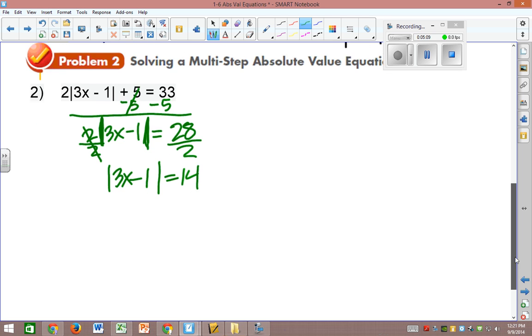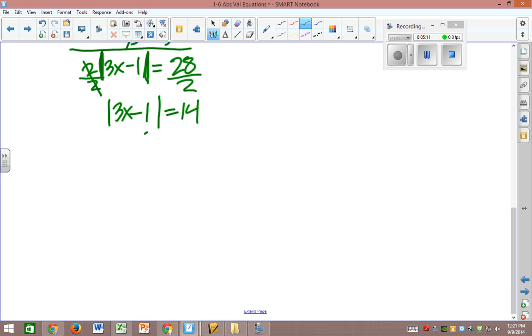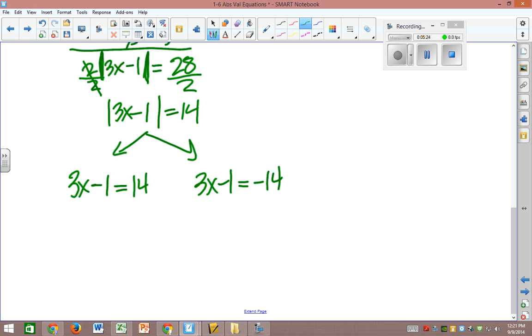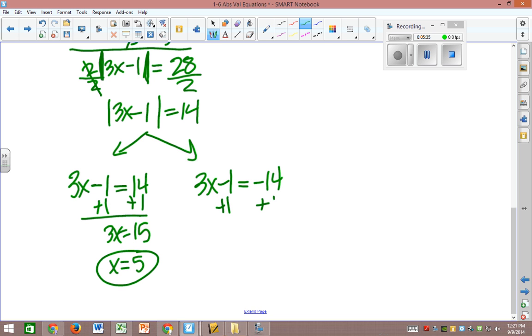What's the next step? Set it up with both the plus and minus. So does this change to a plus? Nope, we leave the absolute value stuff alone. Only the 14 changes to negative 14. So how do we move the 1? You get 15. Then divide by 3, and we get 5. And then for this one, add 1. This time, negative 13.